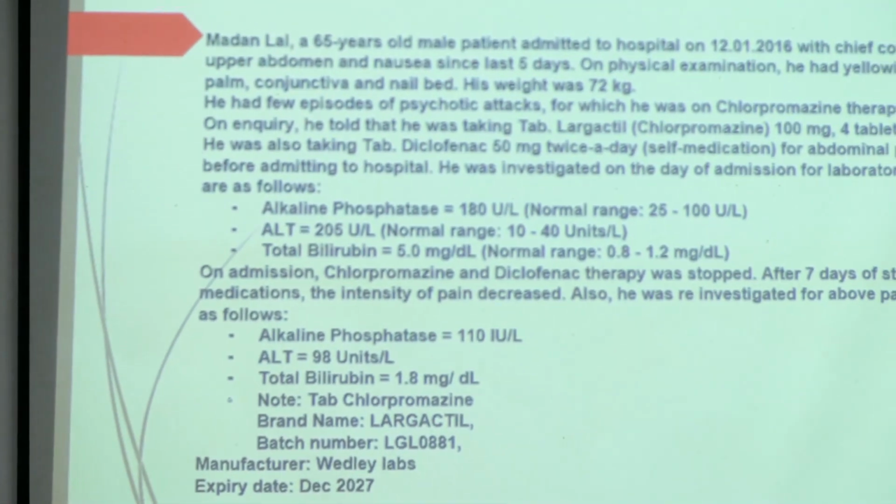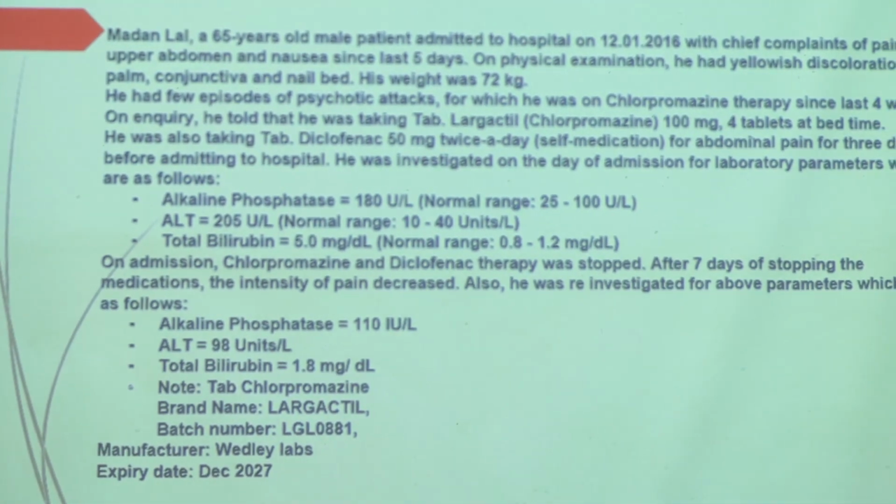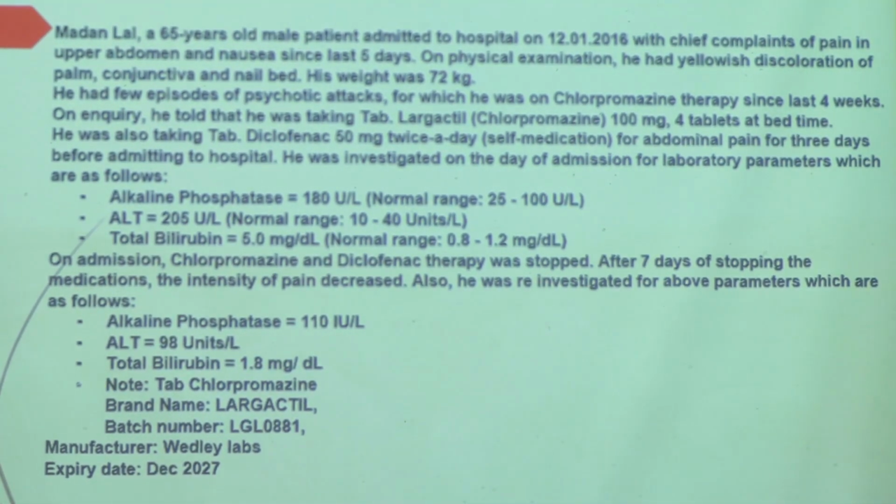The chief complaints are upper abdominal pain. Upper abdominal pain. So with this complaint he came. Okay, and nausea for 5 days. Then you have to write the GP also here. Okay, this is the main complaint here. Other than that, you can write here few psychotic attacks, for which he was taking this also. Okay, you can write that also. Then you have to write the GPE here. Okay, that is the general physical examination. So what are the findings?